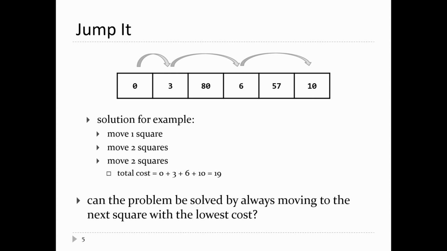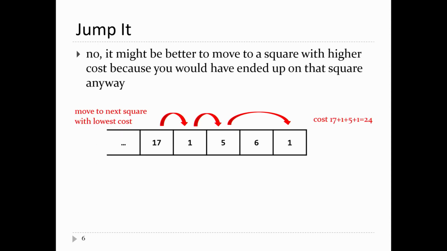So picking the next square with the lowest cost doesn't always work, because it turns out that it might be better to move to a square with a higher cost because you would have ended up on that square anyway. So if this is the end of my board, and I'm on the 17, then if you choose the square with the next lowest cost, between the 1 and the 5, you're going to go to the 1.